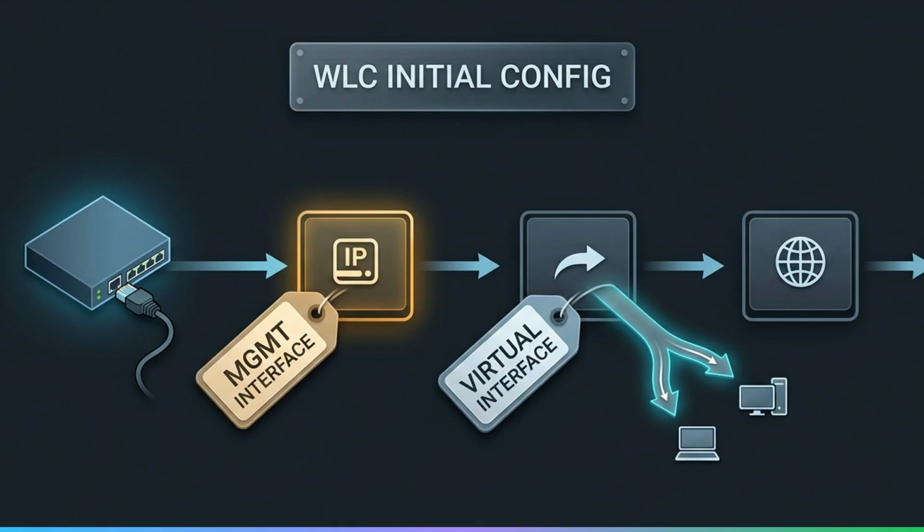Cisco recommends using a documentation range address like 192.0.2.1. The multicast IP goes in the administratively scoped range 239.0.0.0/8. Country code must match the regulatory domain of your APs. Mismatch, and the WLC will refuse to manage them.